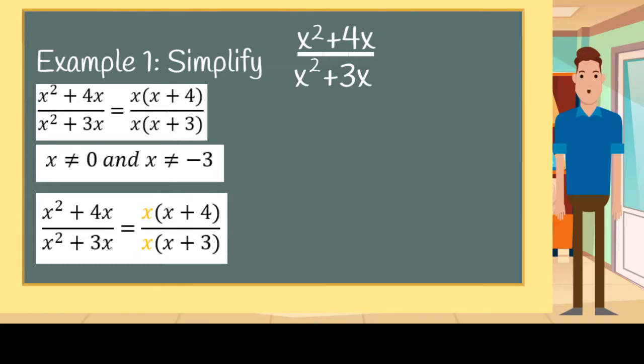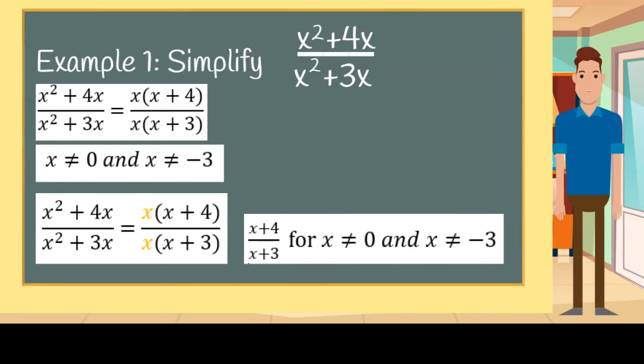Step 4. Final answer. Recall that the original expression is defined for x is not equal to 0 and x is not equal to -3. The simplified expression must have the same restrictions. In conclusion, the simplest form is written as x plus 4 over x plus 3, for x is not equal to 0 and x is not equal to -3.